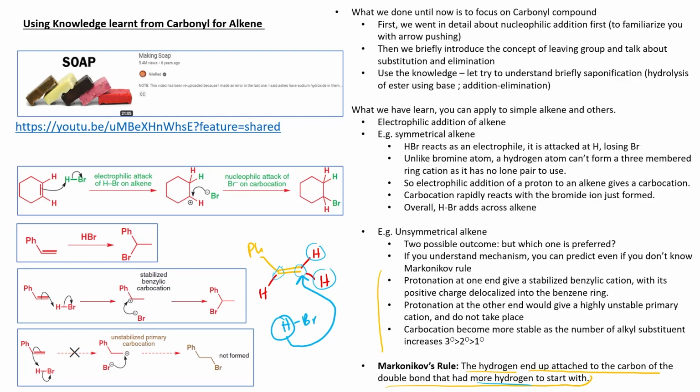But the understanding behind the Markovnikov rule is related to the carbocation and the stability of the carbocation. So that's why if you understand the mechanism, you can predict even if you don't know anything about the Markovnikov rule, but at least you should know. Also, the Markovnikov rule is just like a shortcut. The hydrogen ends up attached to the carbon of the double bond that has more hydrogen to start with.